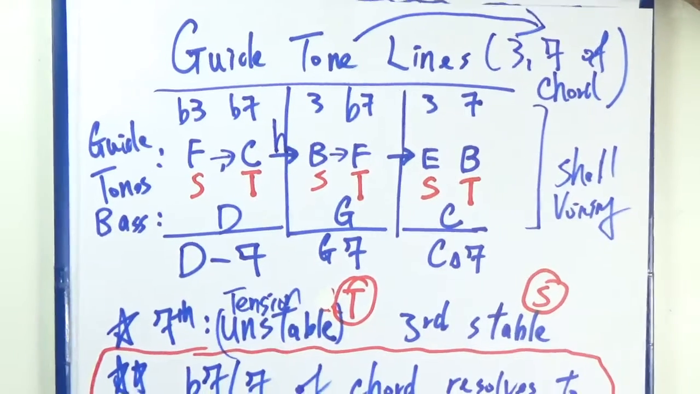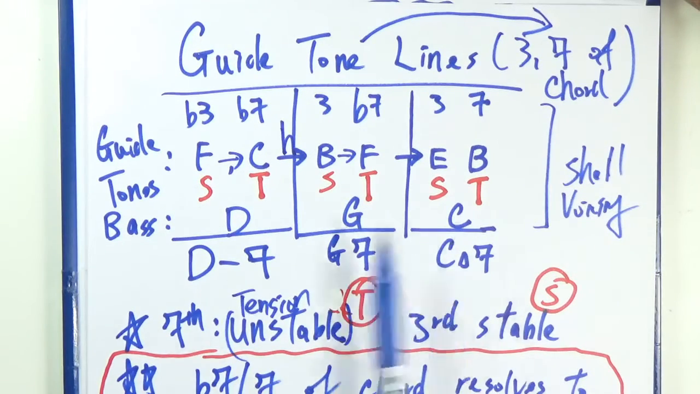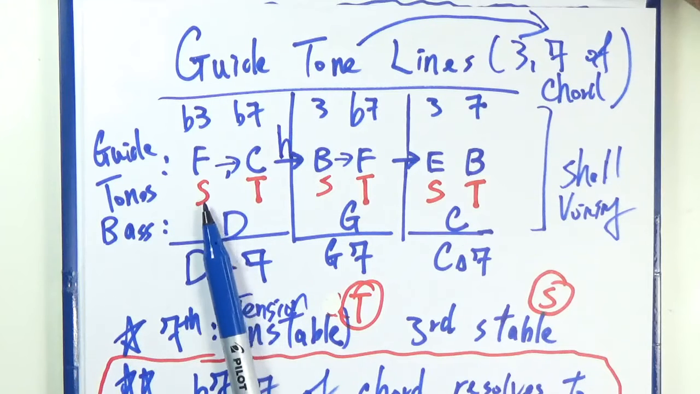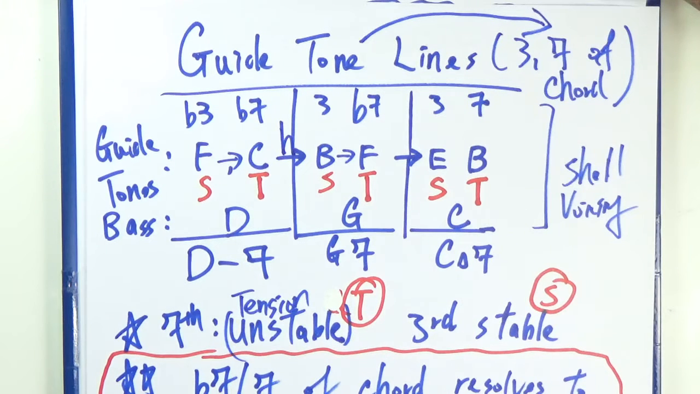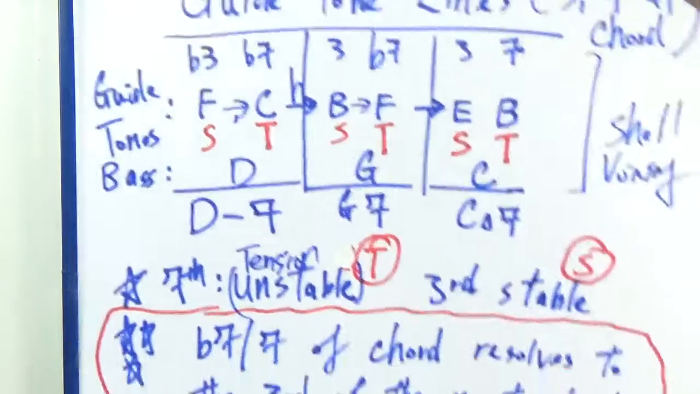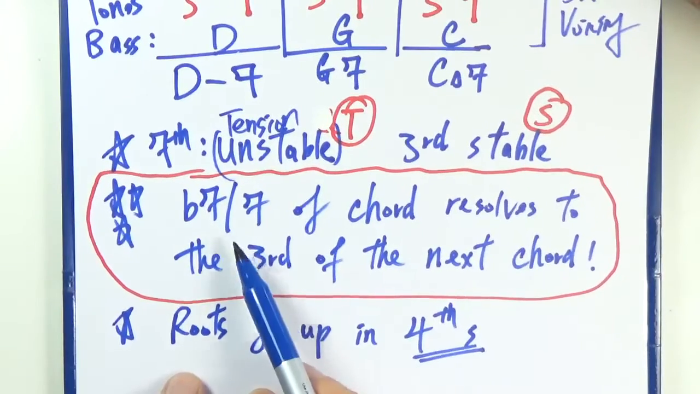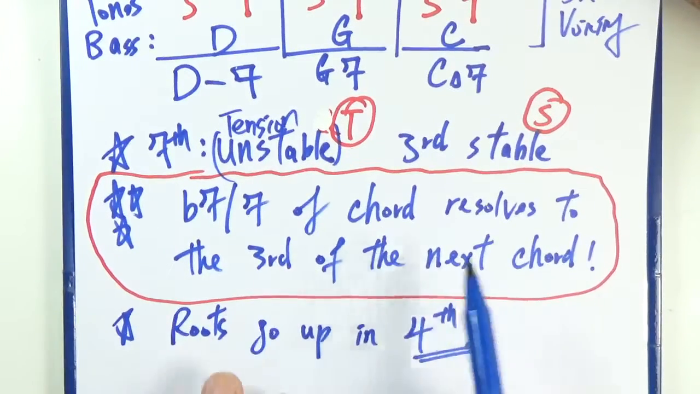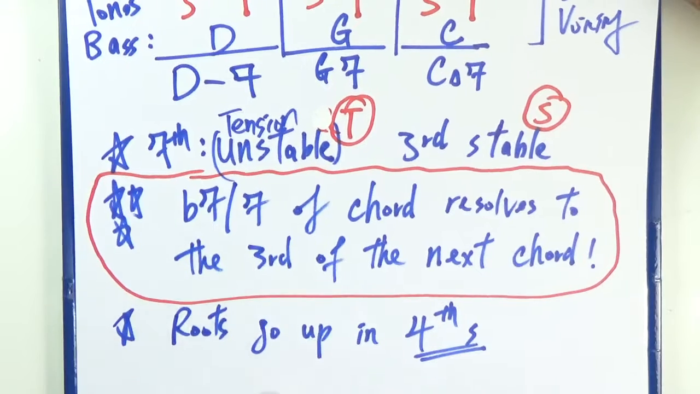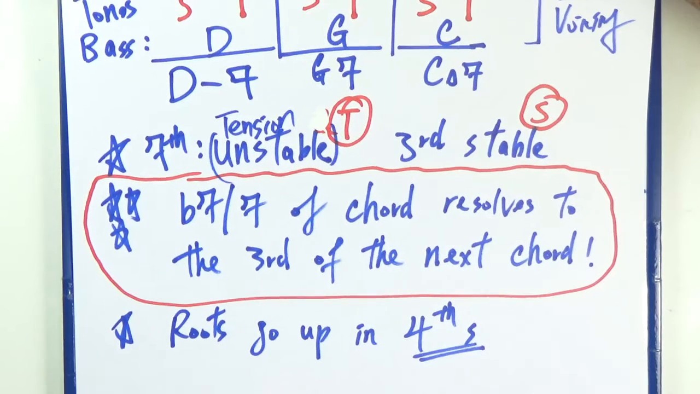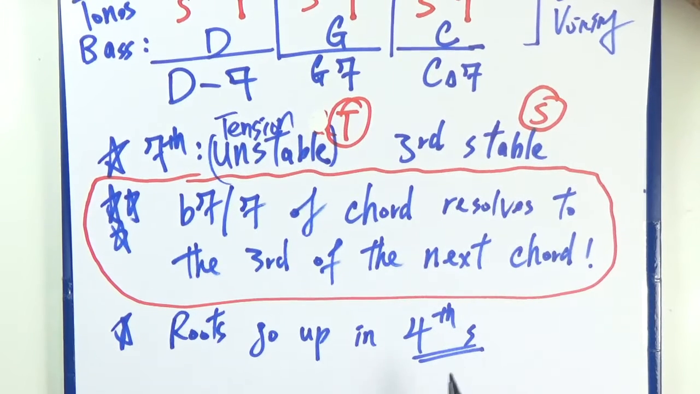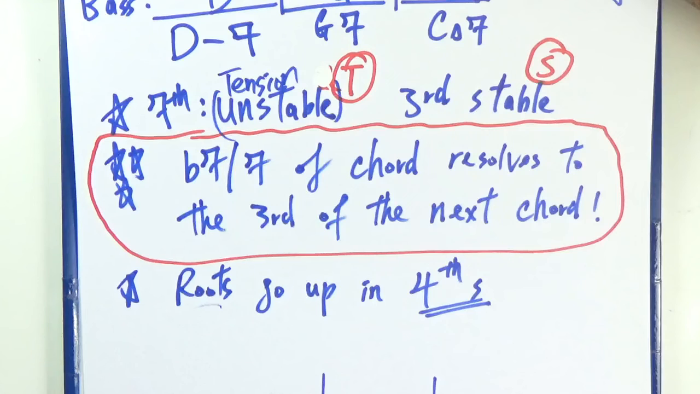You constantly go between, so you're moving in and out of a stable interval and a tension interval. And the key takeaway of this video is the flat 7, or the 7th of the chord, resolves to the 3rd of the next chord. Okay, and it only applies to chords with roots that go up a 4th every time, such as a 2-5-1.